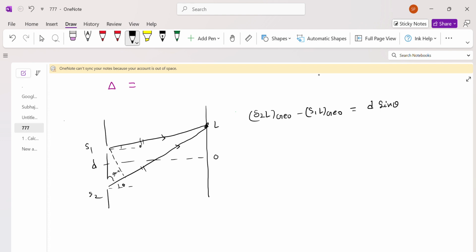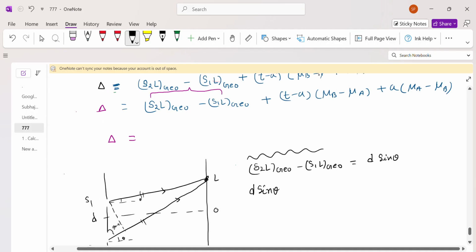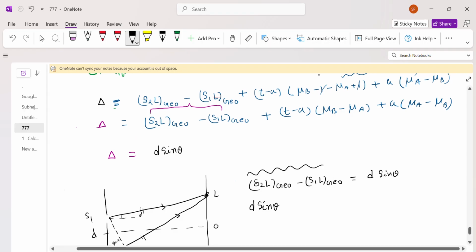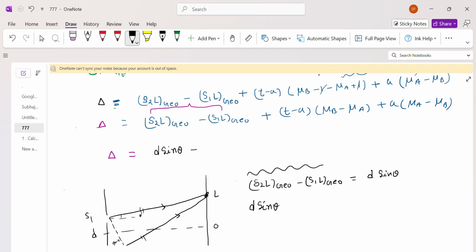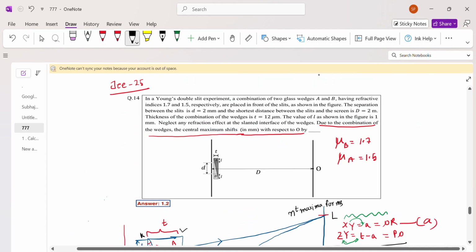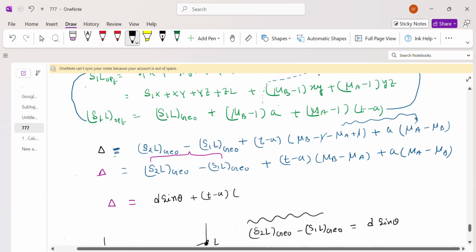So this is d sine theta, right? So d sine theta is the difference between these two. That is something that I know, so I will substitute. So this delta will become d sine theta. That's why I have added and subtracted, just to get this geometrical term whose calculation I am aware of. Then this t minus a. So t minus a, and what is my mu b? You collect it from here, that your mu a is 1.7 and mu b is 1.5.